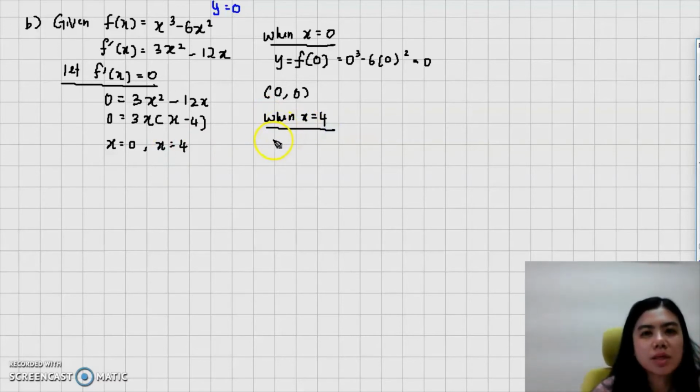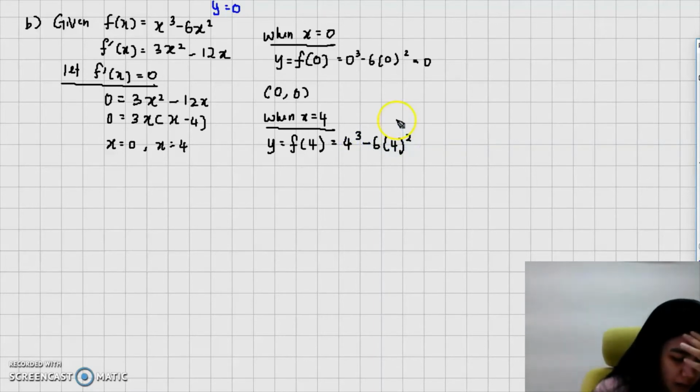So now, same thing, we're going to repeat the same process. You let y equal to function f(x), okay? Now, what is your x? Your x is 4. And then we sub it in here, so you will have 4 cubed minus 6 times 4 squared.